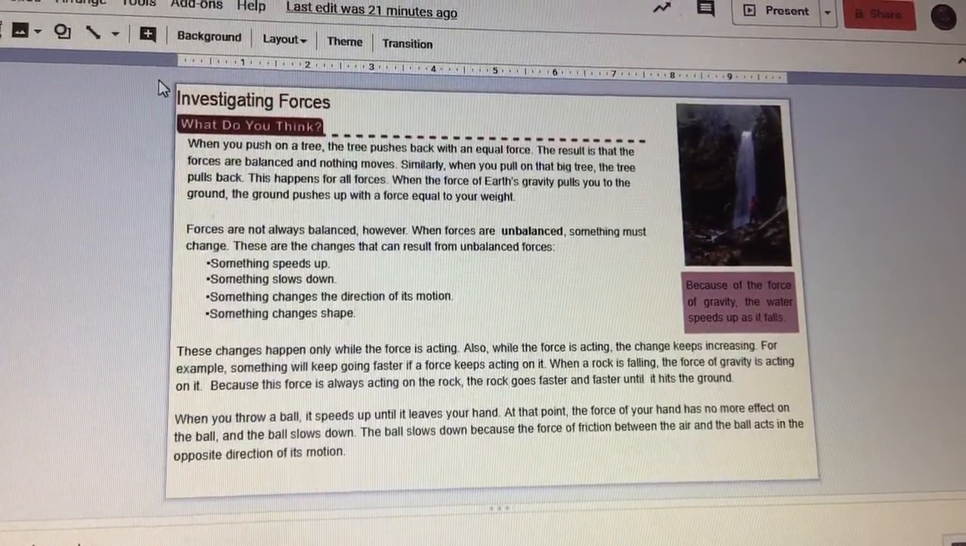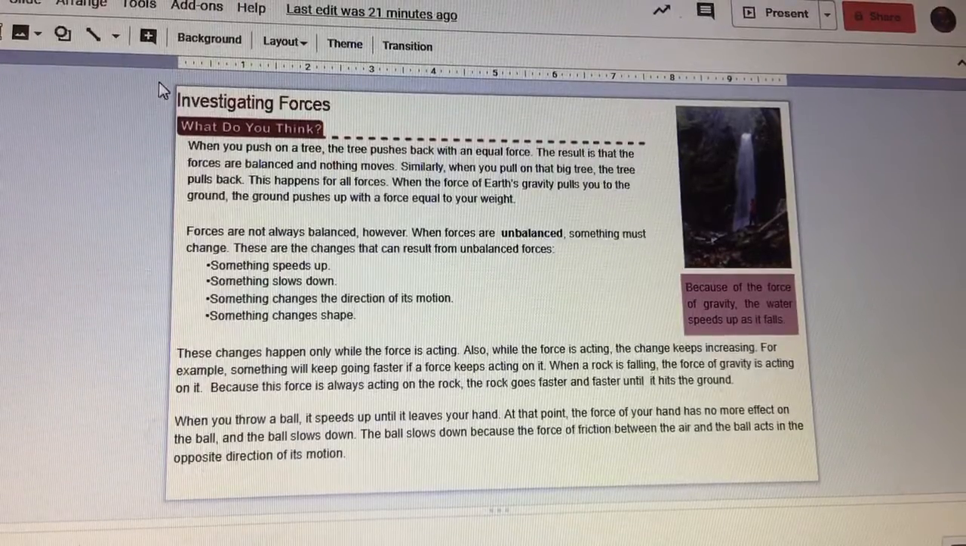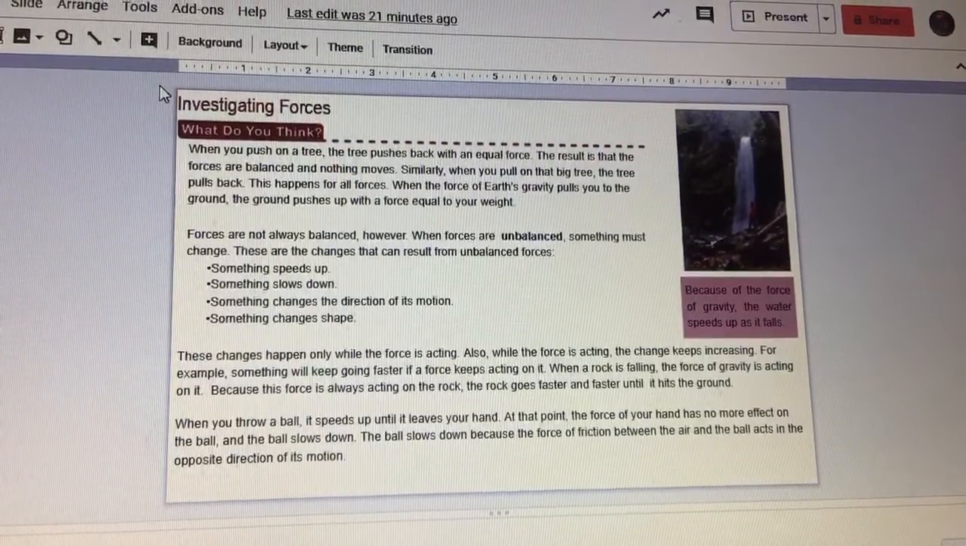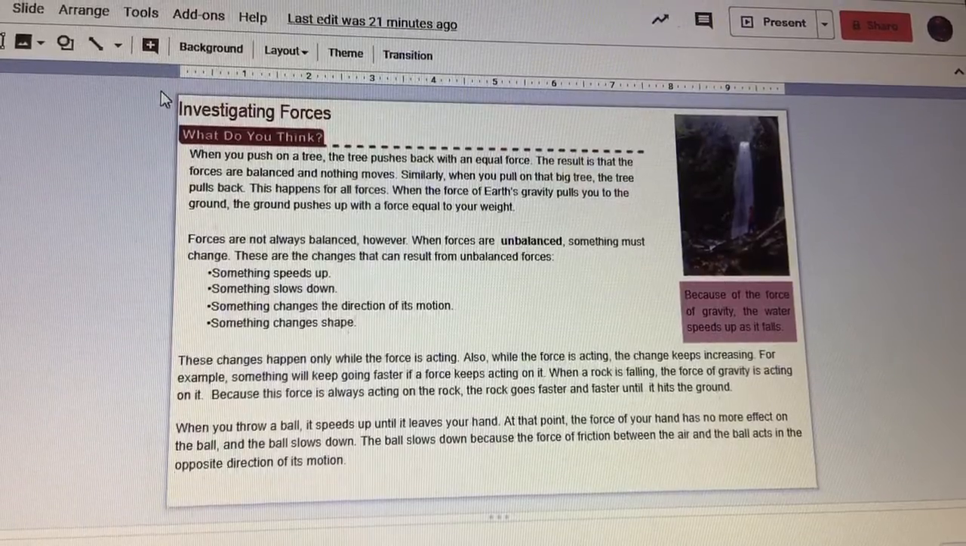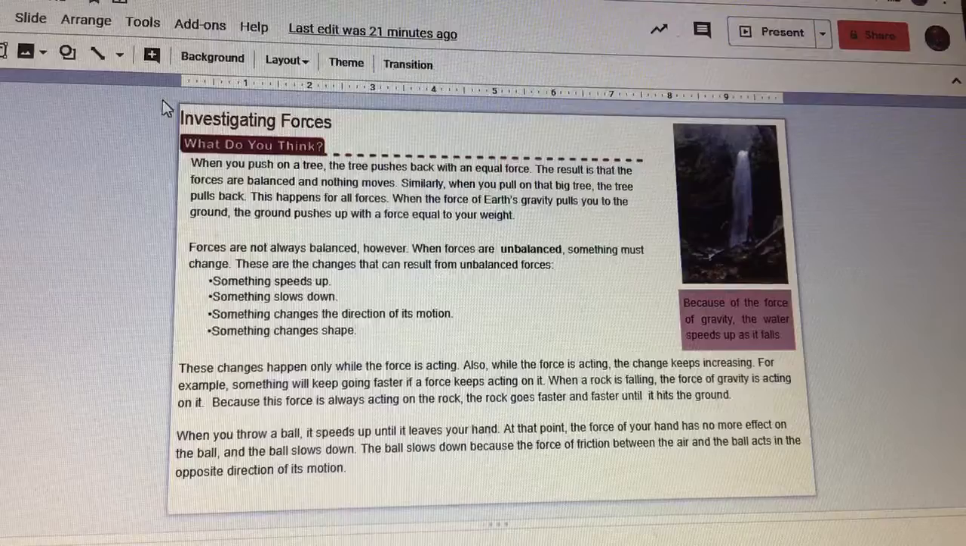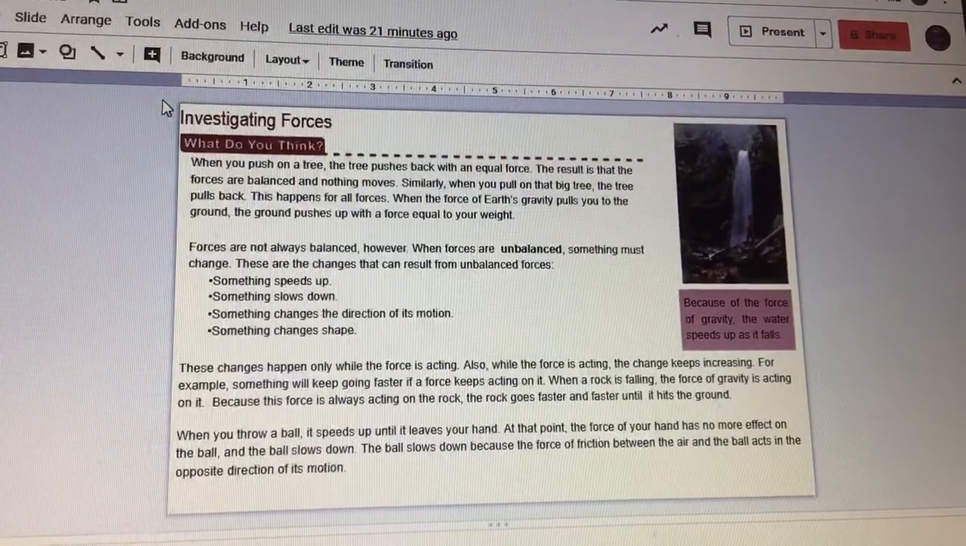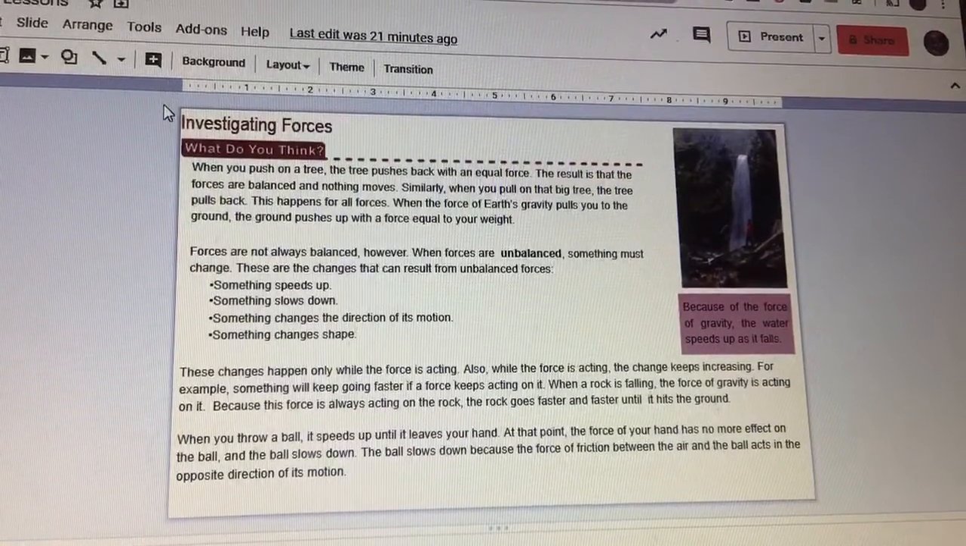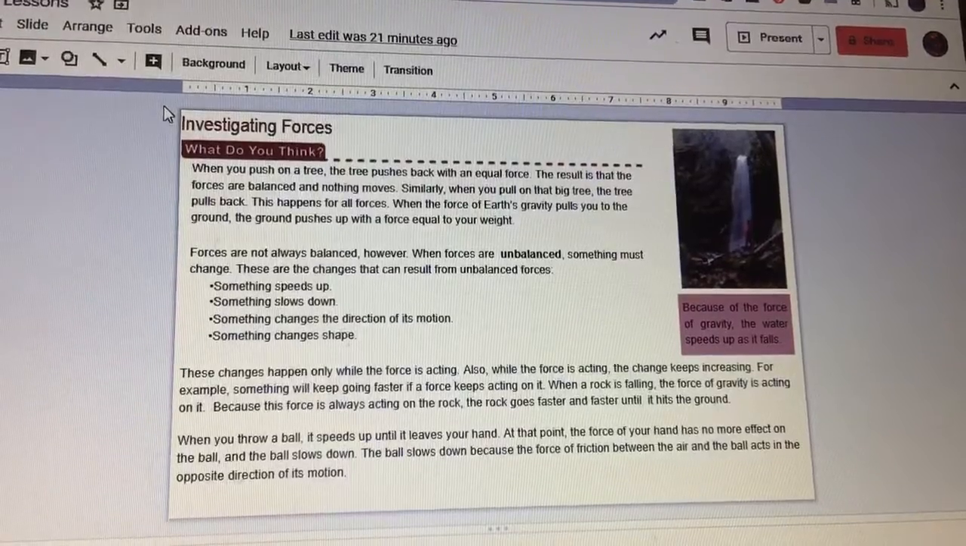All right, last paragraph. When you throw a ball, it speeds up until it leaves your hand. At that point, the force of your hand has no more effect on the ball, and the ball begins to slow down. The ball slows down because the force of friction between the air and the ball acts in the opposite direction of that motion.